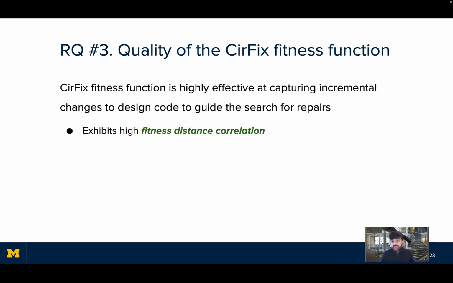For the third research question that we investigated, we found that the CirFix fitness function is highly effective, again, as I hinted before, at capturing incremental changes to the circuit's design code to guide the search for repairs. In particular, we observed a high fitness distance correlation with our fitness function, a trait that makes genetic algorithms like CirFix thrive. A high fitness distance correlation essentially means that for each edit to the circuit design that brings the circuit closer to a repair, there is a corresponding significant spike in the maximum fitness individuals seen so far, and that's what we observed with our fitness function.